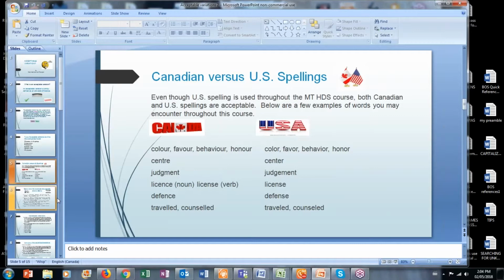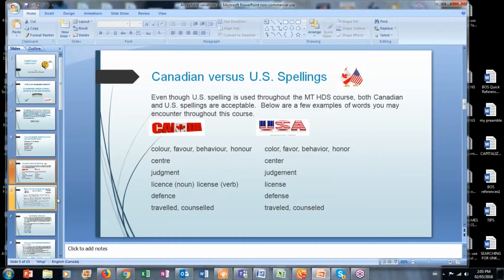Another word is judgment. In Canada, we drop the E. Licence is another one that's a little bit different. Here in Canada, we use LICENCE as a noun or an adjective, like if you have a driver's licence, or if you were to say my licence plate. But if we were going to use it as a verb, as in we licensed that product, that would be LICENSE. In the United States, they always use LICENSE. So again, we accept it both ways. Doesn't matter how you spell it, as CE or SE, we will accept them both.